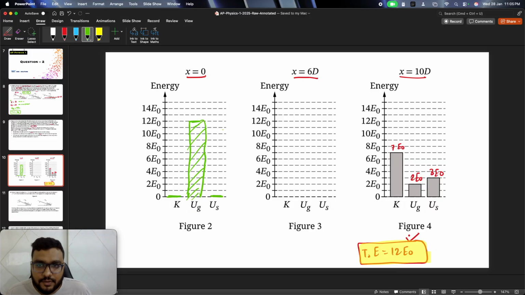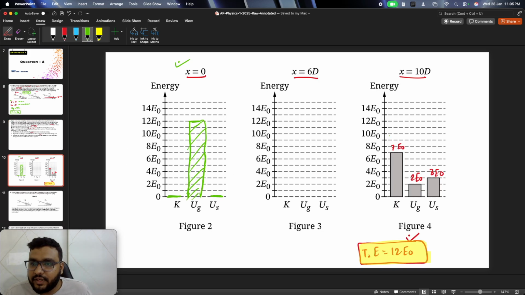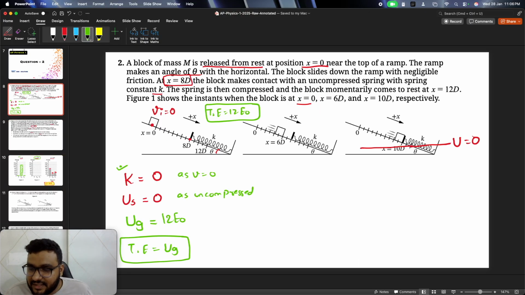Okay, so x equals 0 was a little easier. Now let's see the next part. Next part is we need to find out for x equals 6d. Let's go back over here. If I consider this, let me just draw a diagram. Let's say this is what we have.